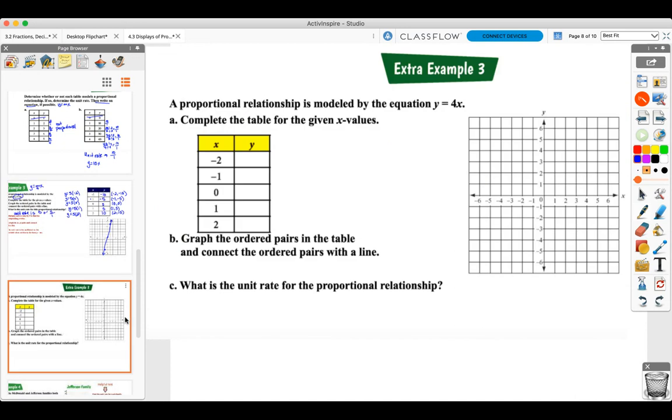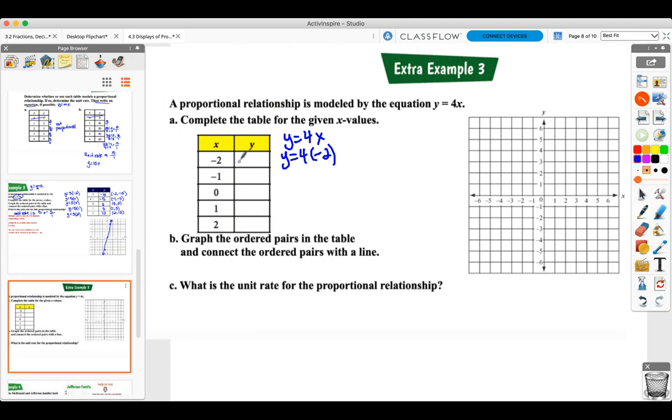This is extra example 3. I want you to pause the video and see if you get the same answer as me. All right, welcome back. Let's go through this problem together. So y equals 4x is the equation they're giving to you. Now complete the table. So y equals 4 times negative 2, because remember, this is the equation they're giving to you. You're substituting the x value that has been given to you.